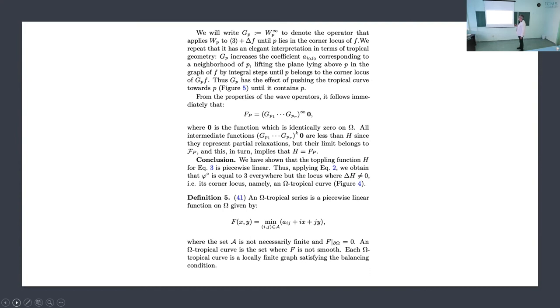Tropical geometry: the operator GP is applied as many times as you can. There is a repeated application of this wave operator. That is one of the things that happens when you put the sum. It increases the coefficient of the piecewise linear function, moving the plane up until you touch the point. Because you see this convex function, there is the point you added, so you put the plane and then you move it until you touch the point, and that's why finally you get the curve that touches the point.